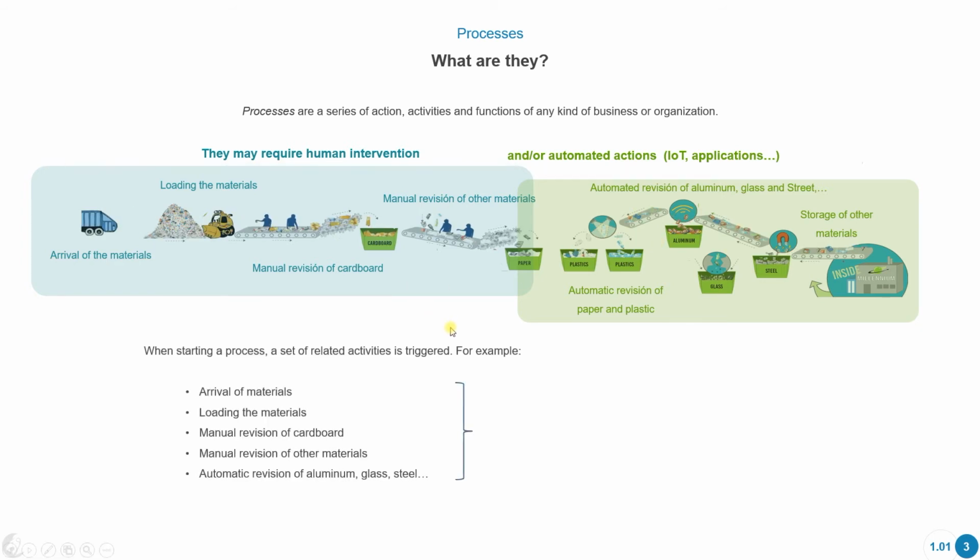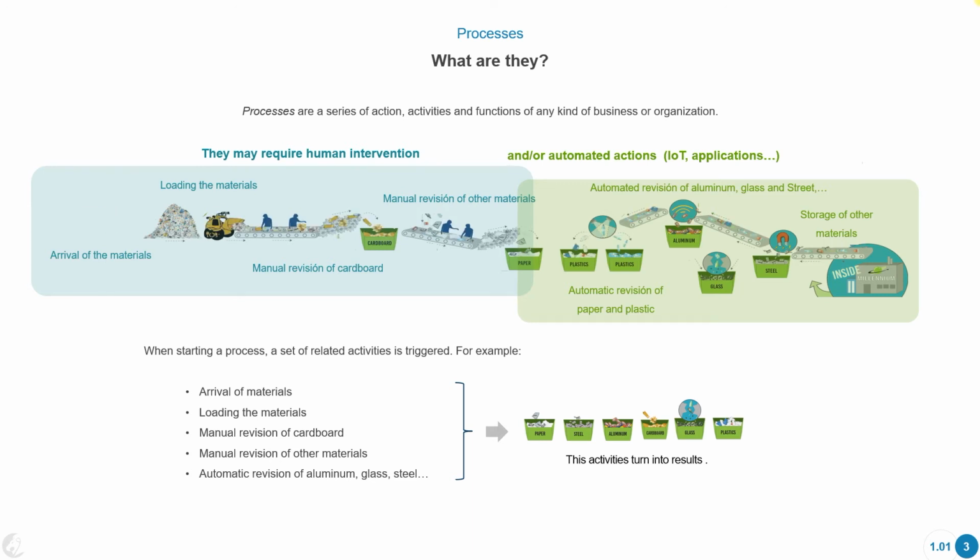Okay, so we have to take into account that any activity that's performed within a process, regardless if it's manual or automatic, they're all going to be related to each other in order to achieve these goals, in order to turn all these activities into a result. Okay, so in this example, we've got different activities like the arrival of material, loading the materials, different revisions of materials, and all of these activities that are being performed, they're turning into results for the company. Okay, this could be services, this could be products, okay, any type of result of a company.